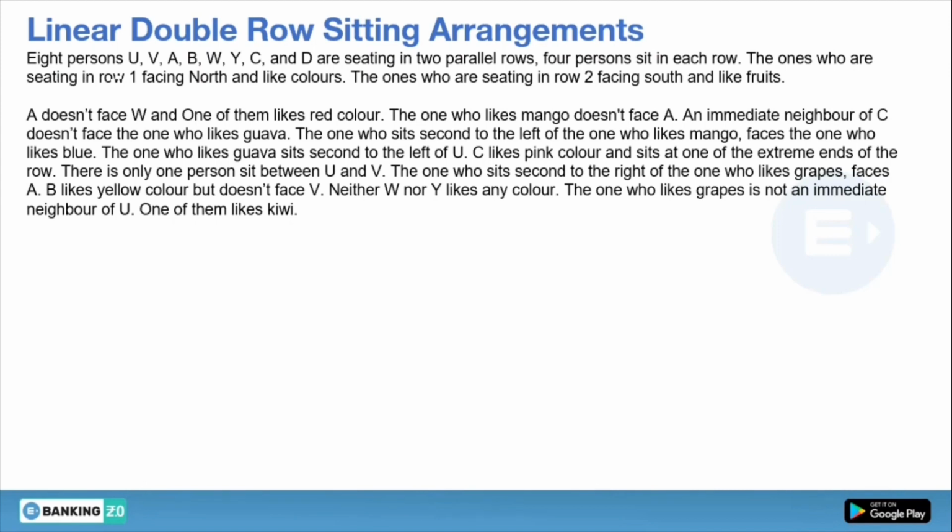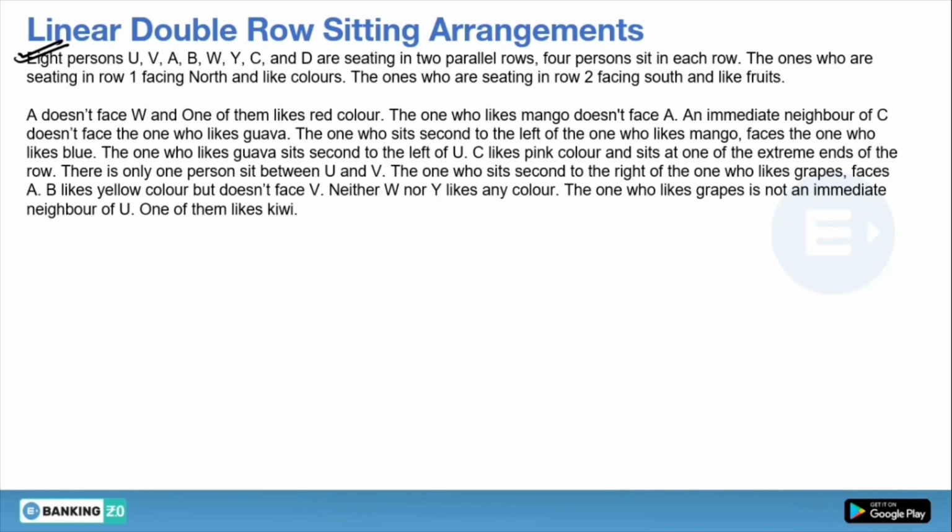Question is: 8 persons U, V, A, B, W, Y, C and D are sitting in two parallel rows. 4 sit in each row. The ones sitting in row 1 face north and like colors, and the ones sitting in row 2 face south and like fruits. Okay student, this question is from our double row sitting arrangement.